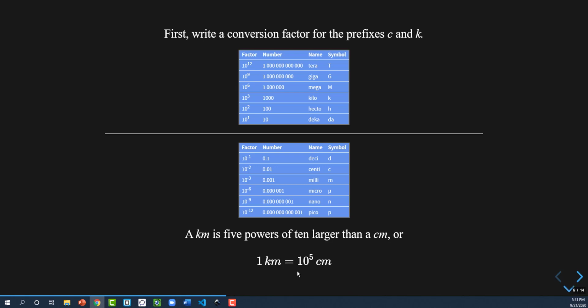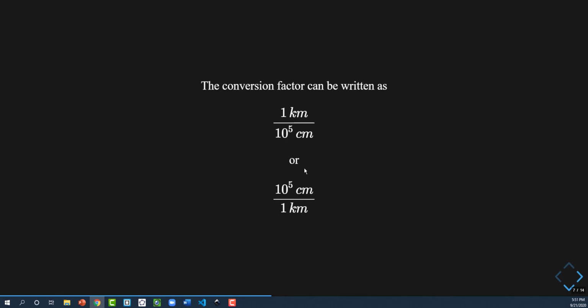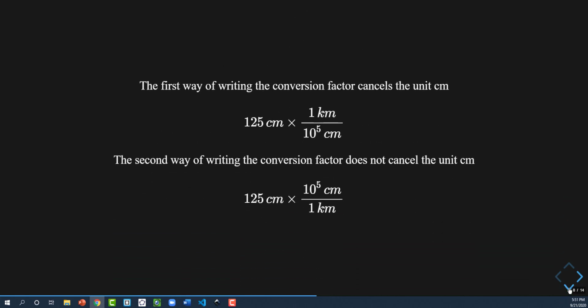Now I have to use that to try to convert the unit that I have given. So how do I go about that? Well, I've got two ways to write this. I can either multiply by a kilometer over 10 to the 5th centimeters, or by 10 to the 5th centimeters over a kilometer. Which one is correct, even if I'm dealing with units that are somewhat unfamiliar?